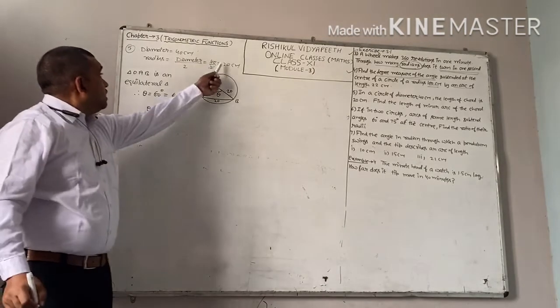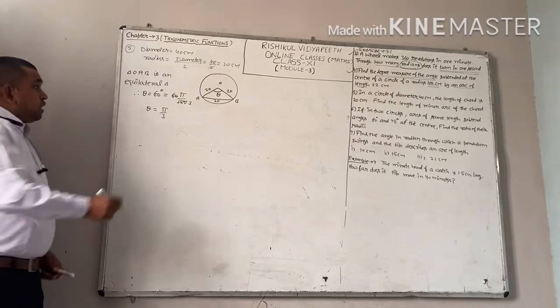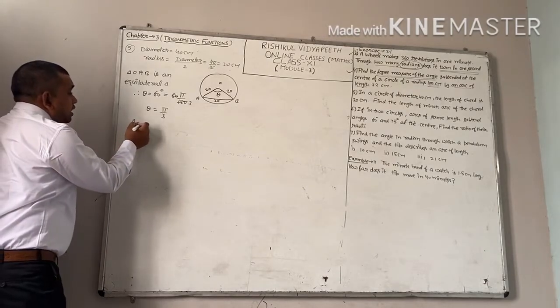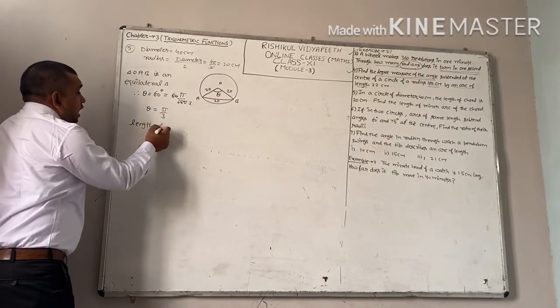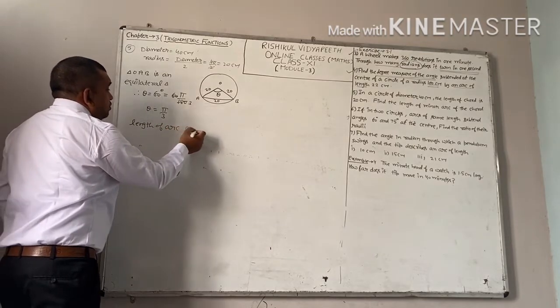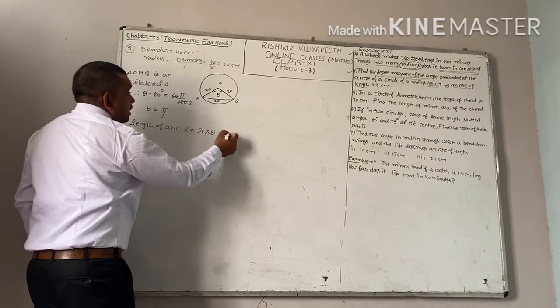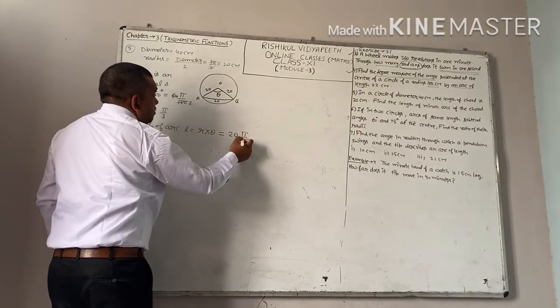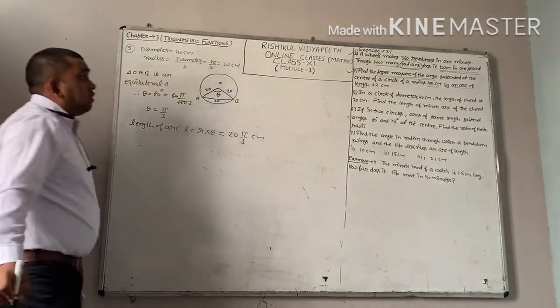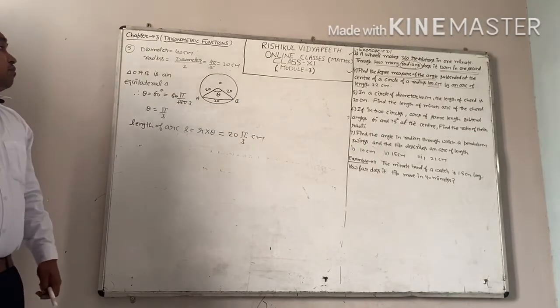Now radius is given to you, theta is given to you. Can you find out the length of arc? Length of arc L equal to R into theta. Put up the value of R. Radius is your 20, theta is your pi by 3 and this is your answer, 20 pi by 3 centimeter.